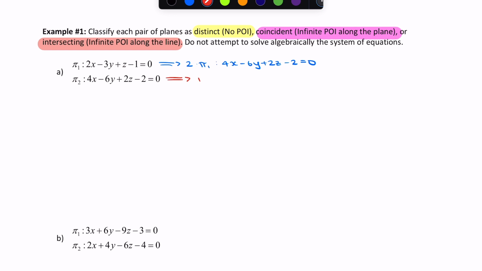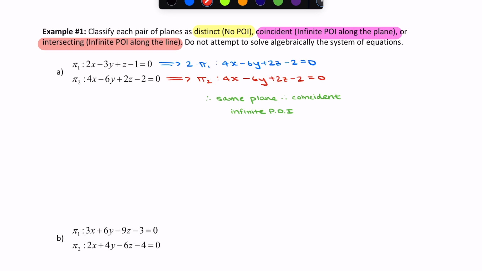And what we notice here is that the equation for plane 2 would be the same, 4x minus 6y plus 2z minus 2 is equal to 0. So therefore, what we see here is that, again, it has the same plane, and therefore they are coincident. And here therefore, there would be an infinite number of POI.